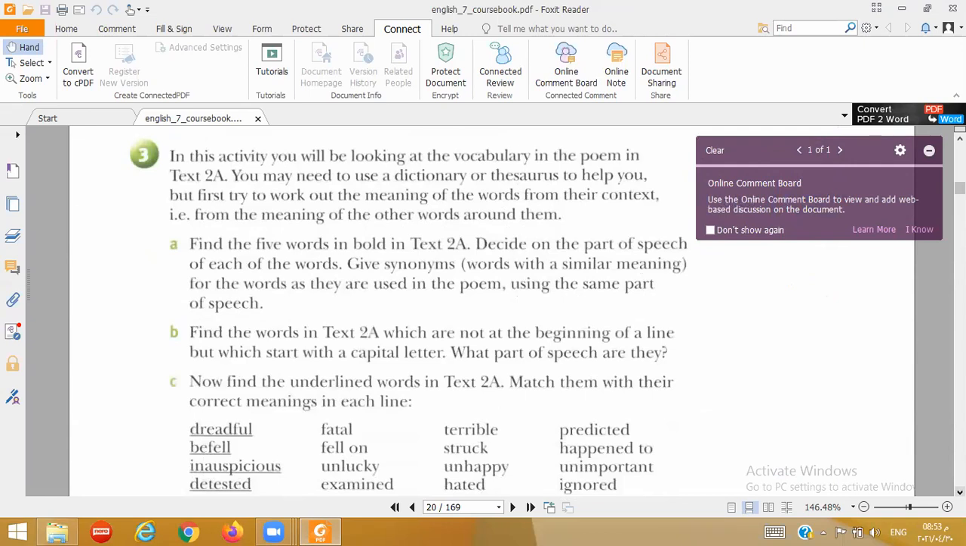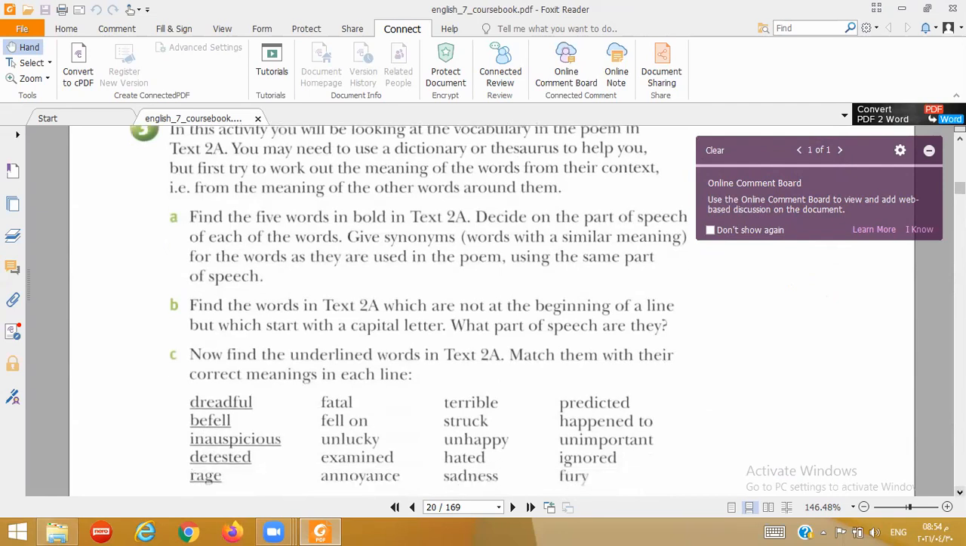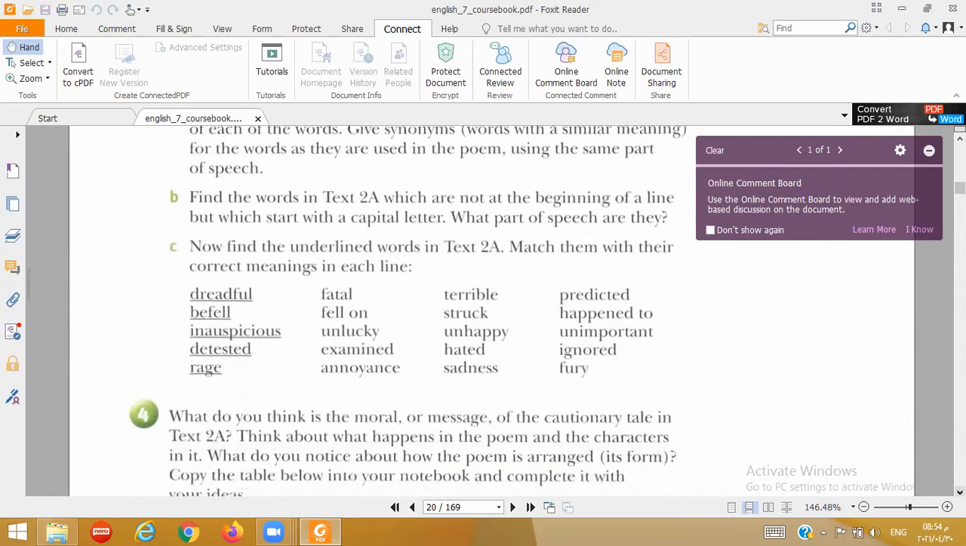Okay. So in this activity, you will be looking at the vocabulary in the poem. Now find the underlined words in the text and match them to their correct meanings in each line. All right, good.